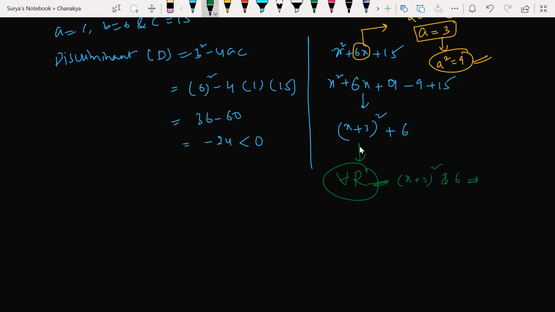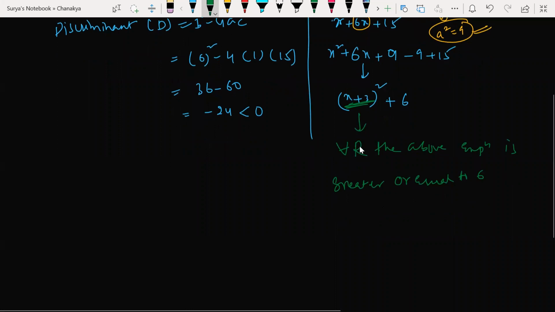Now look at (x plus 3) whole square plus 6. For all real numbers, the above expression is never going to be negative. Why? Because I have a square here. Greater than or equal to 6. Now if I verify this, what would I get? You understand my point? You get the same as the above question.